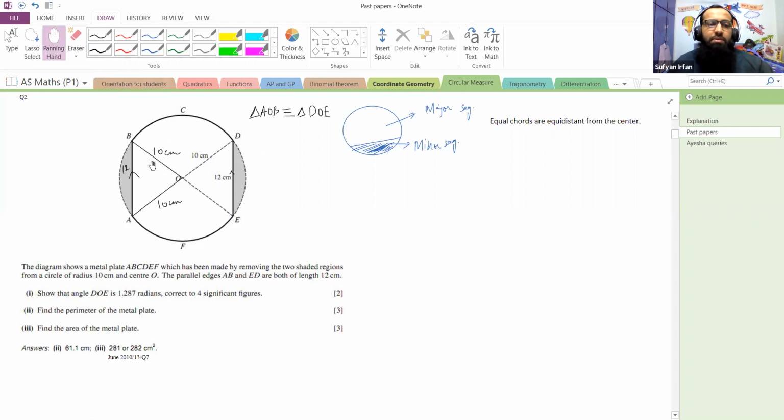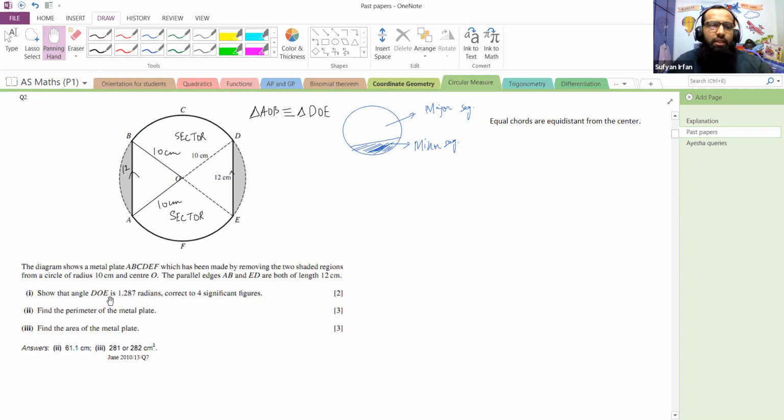Similarly, the sector BOCD, this is a sector, this is a sector, this is again a sector, right? And both of these sectors are also congruent to each other. Now the parallel edges AB and ED are both 12.